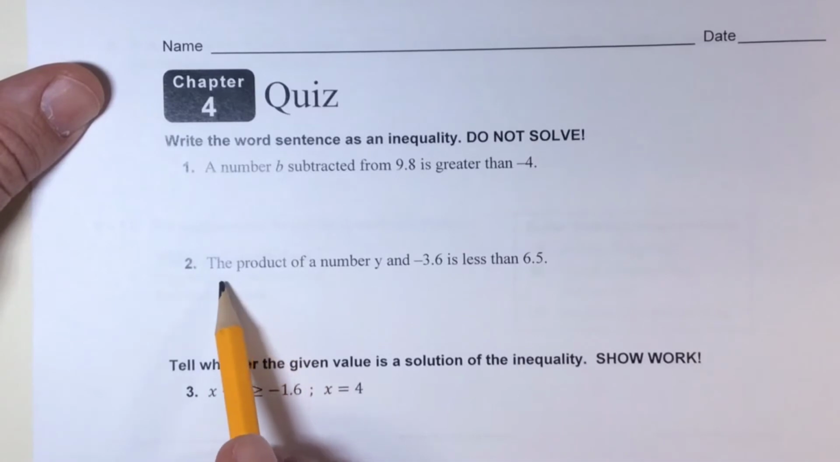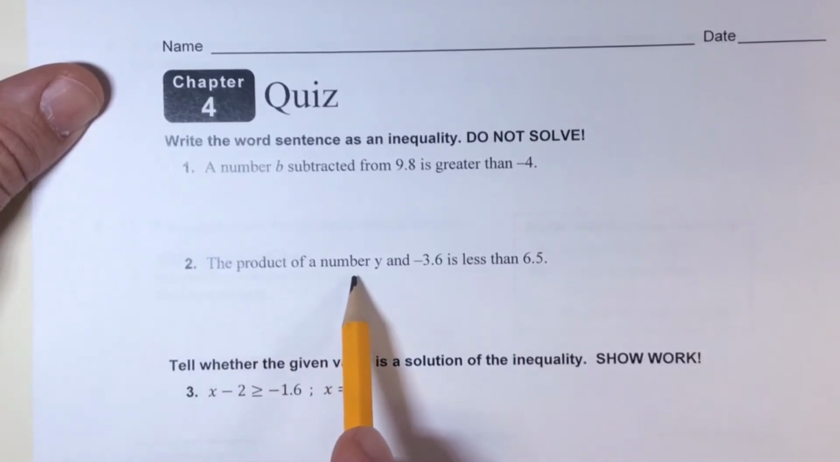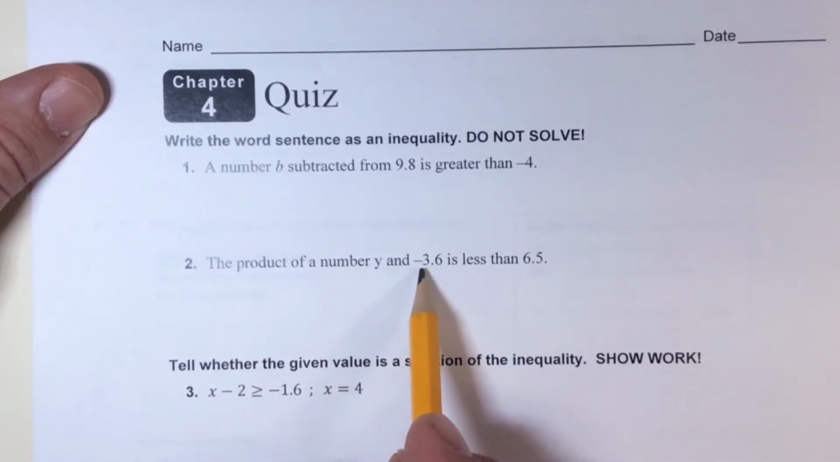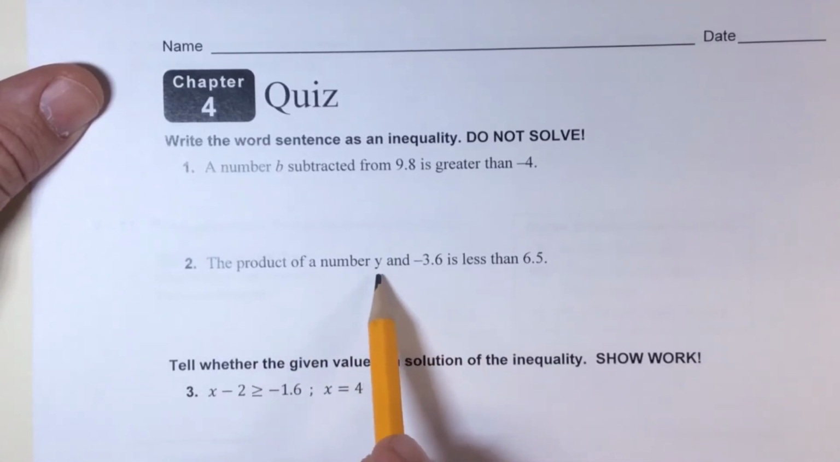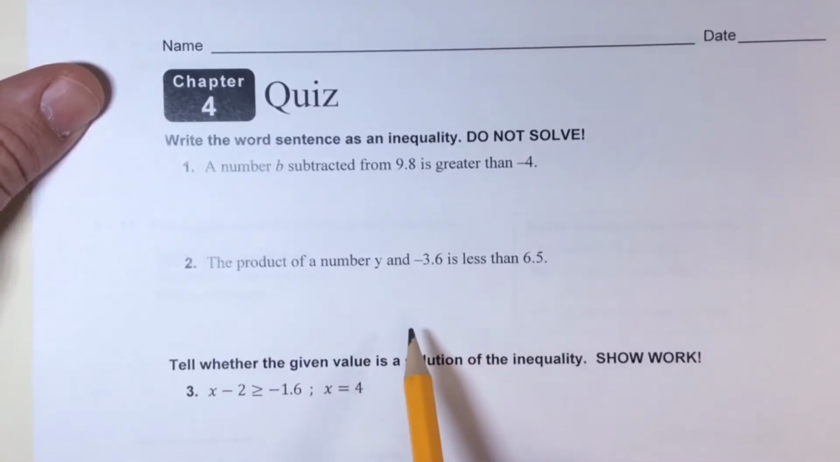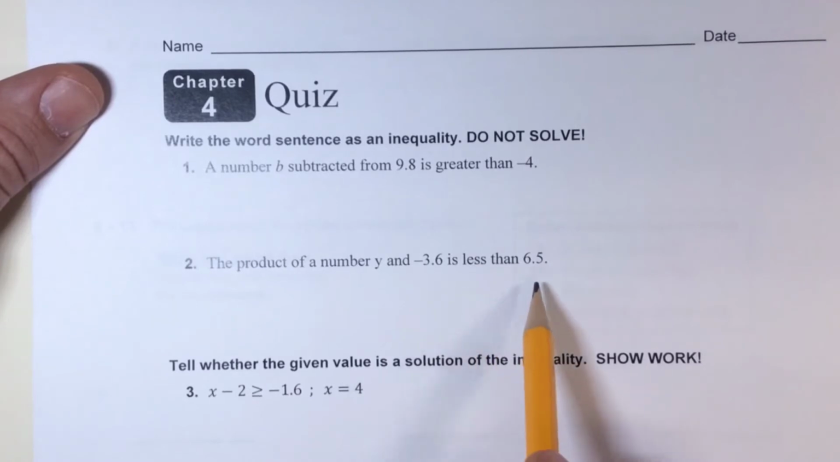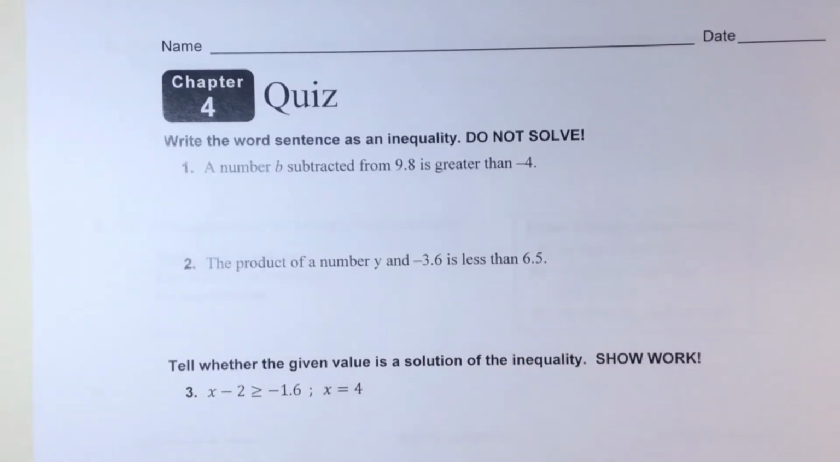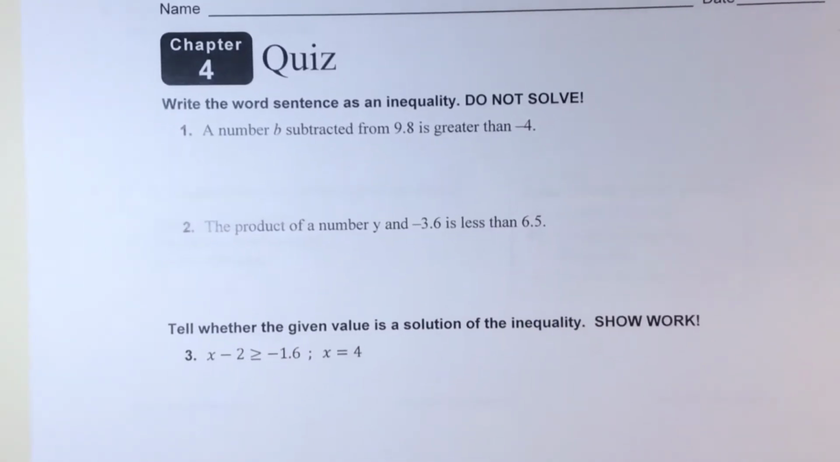The next one, the product of a number y and -3.6. So you're multiplying y and -3.6, and that is less than 6.5. So hopefully those are pretty easy for you when you're looking for those on the multiple choice.